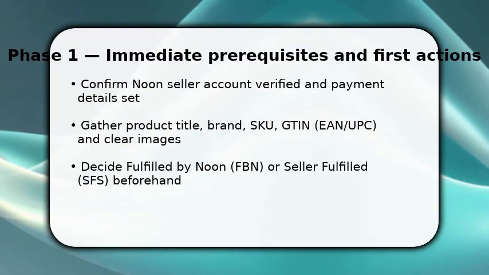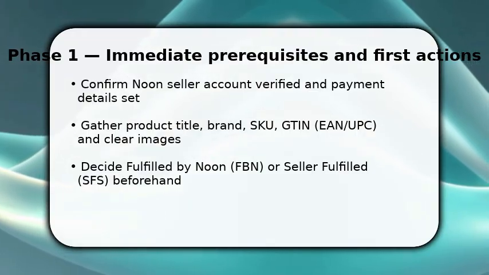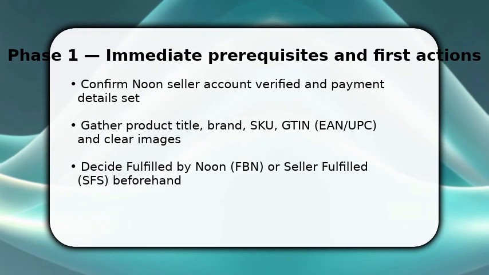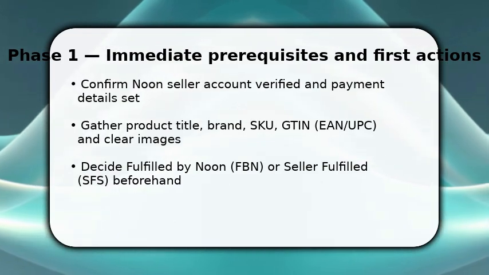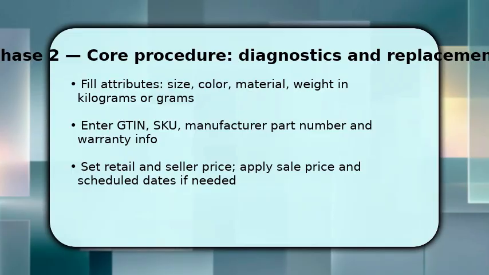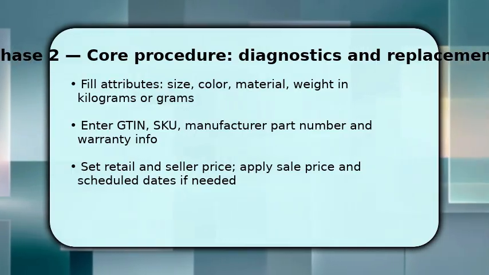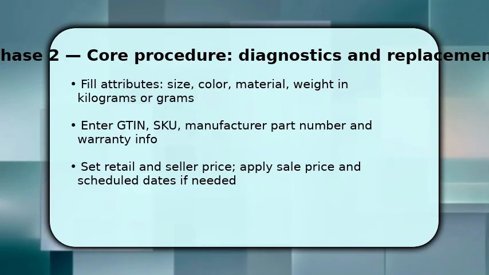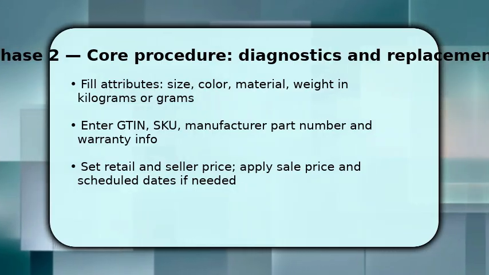Upload at least 3 clean images and a front-facing main image. Good visuals reduce returns and improve conversion. Continue by completing the Attributes panel. You must supply size, color, material, and weight because Noon uses them for filters and shipping quotes.